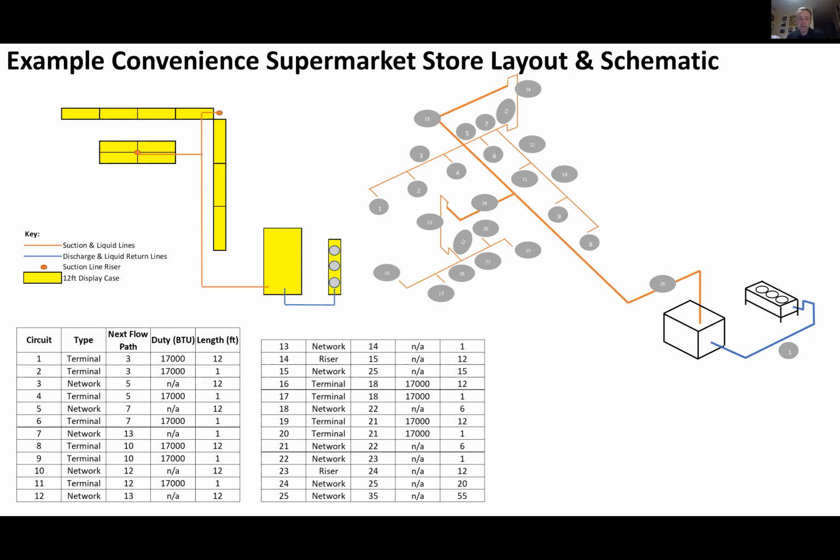Everything follows 1, 2, 3, 4. Looking at this, circuit 1 is a terminal. It flows into circuit 3, it doesn't flow into circuit 2. Circuit 2 flows into circuit 3. Circuit 3 flows into circuit 5. Circuit 4 flows into circuit 5 as well, and so on and so forth.